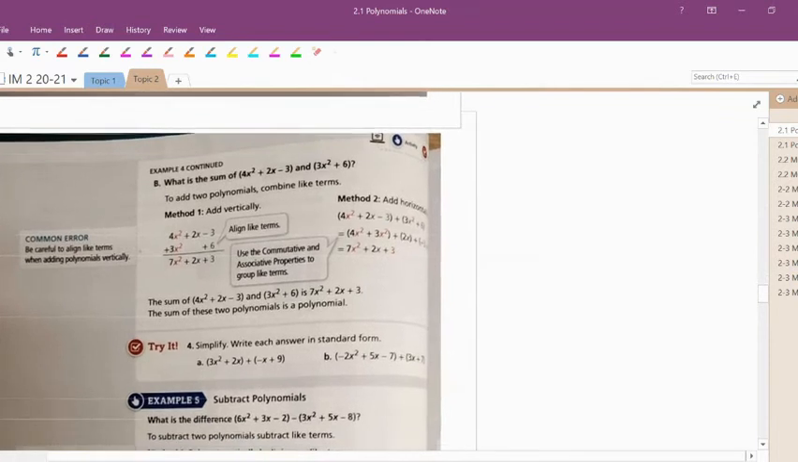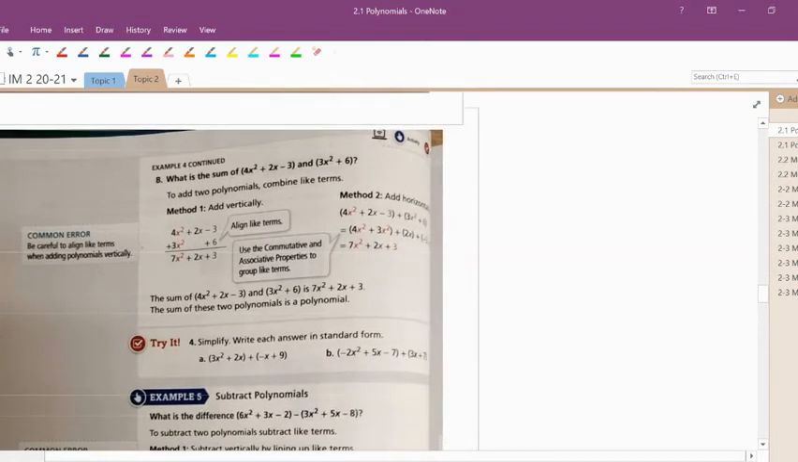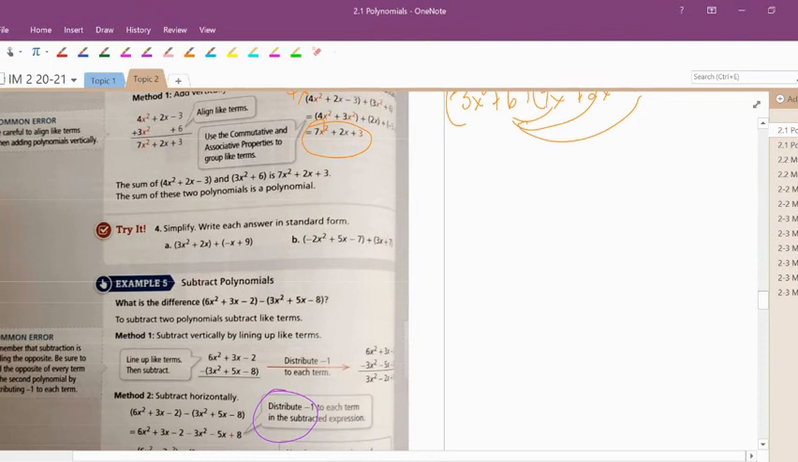We got some more here. There's several methods. One is vertically, where we line them up. Negative 3 plus 6 is 3. 2x, and there's no other x term in the second polynomial. And the first one is 4 plus 3, so 7x squared. So number 4, A, well, there's no x squared.